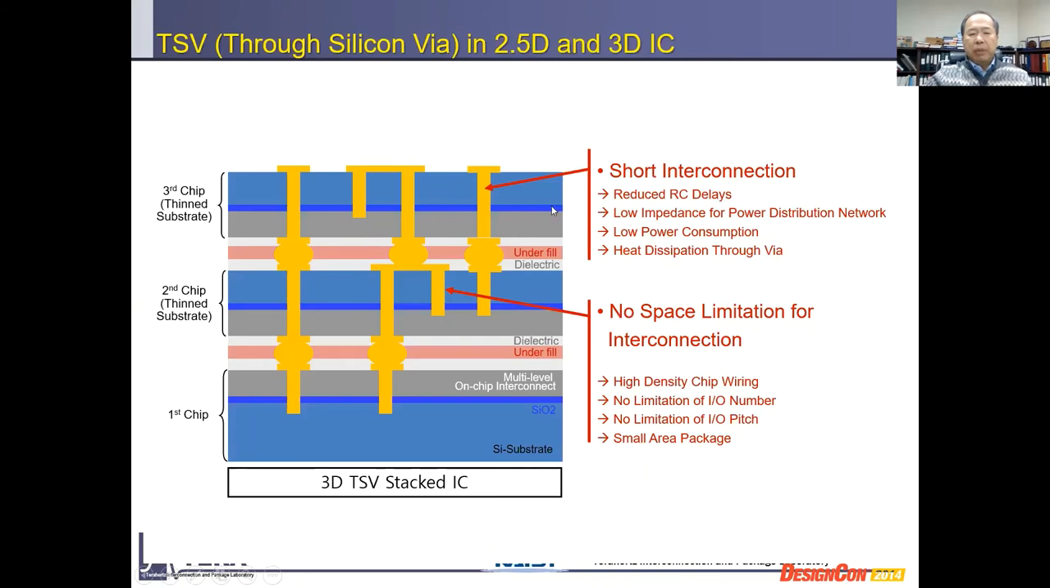Especially when we are stacking the GPU and DRAM on top of each other, we need the vertical interconnection that is called through silicon via. By using the through silicon via, the diameter is very small, so we can have a large number of interconnections that can increase the parallelism. And also the interconnection length is very short. That means the power consumption and time delay of signal propagation will be very, very small.